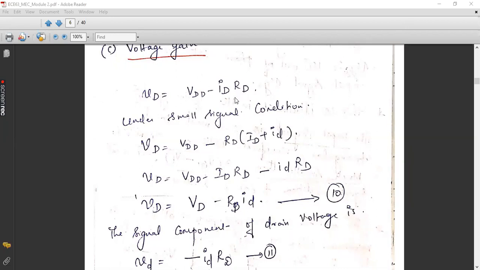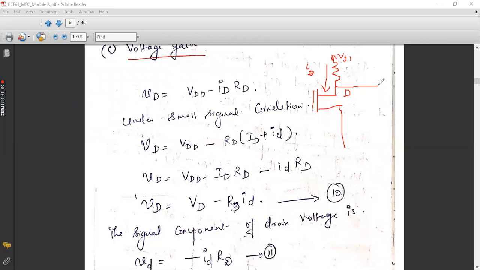As per our circuit, that is the conceptual diagram that we discussed yesterday, the expression for the total drain voltage vD is given by the supply voltage minus the drop across the drain resistance. Correct? Why? Because if you take an NMOS in the common source configuration, we have a drain resistance here and we take the output from the drain terminal. We have a supply voltage VDD, and the current passing through the MOSFET is designated as small letter i with capital suffix, iD. This is the total effect of both AC and DC current.